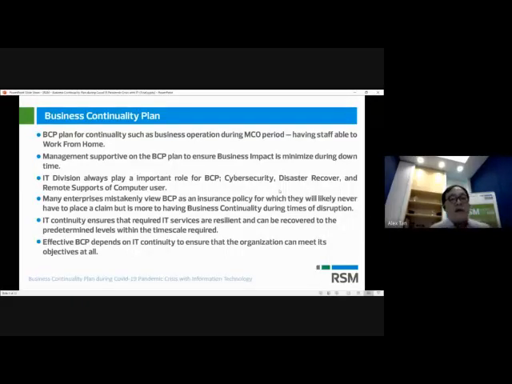In other words, the effectiveness of BCP mainly depends on IT continuity, to ensure that organizations can meet their objectives, such as work from home, as what we have been practicing during the MCO periods that we had two months ago.